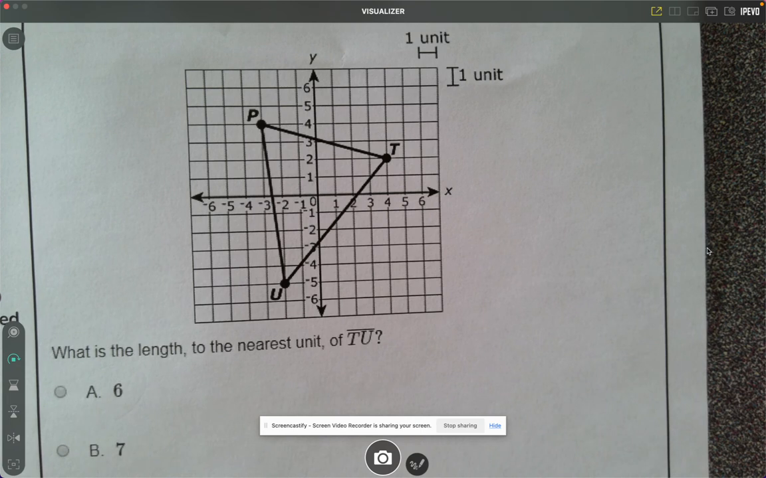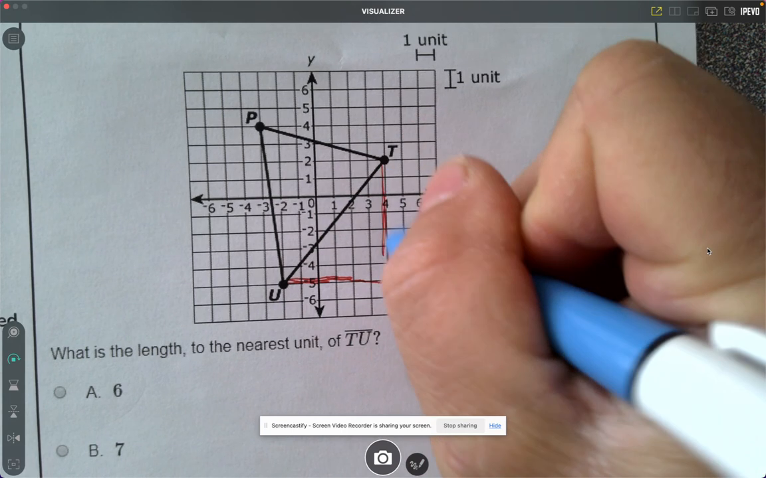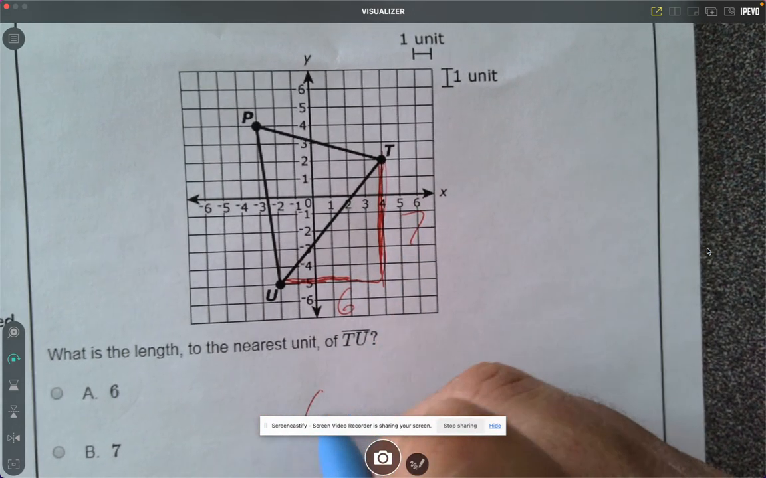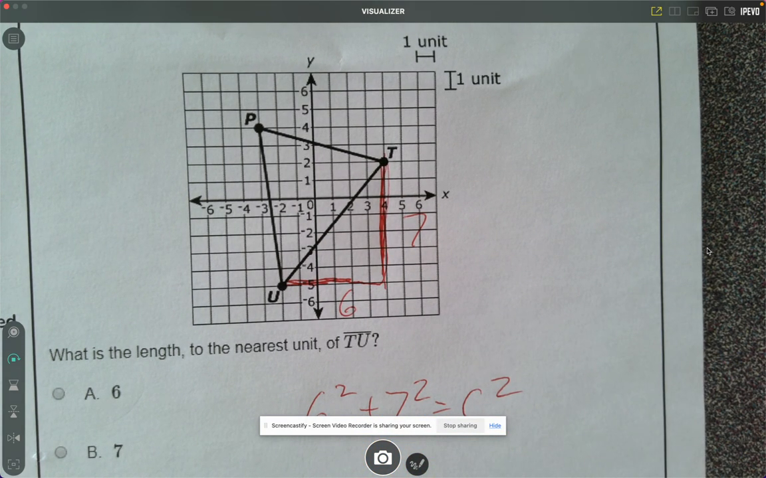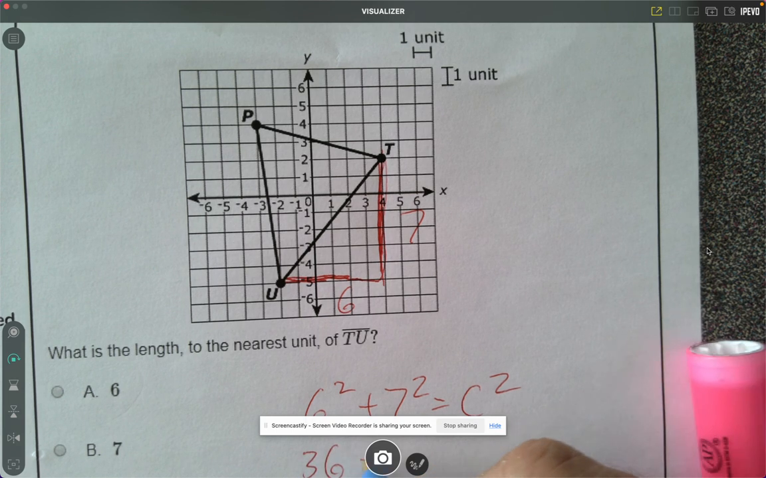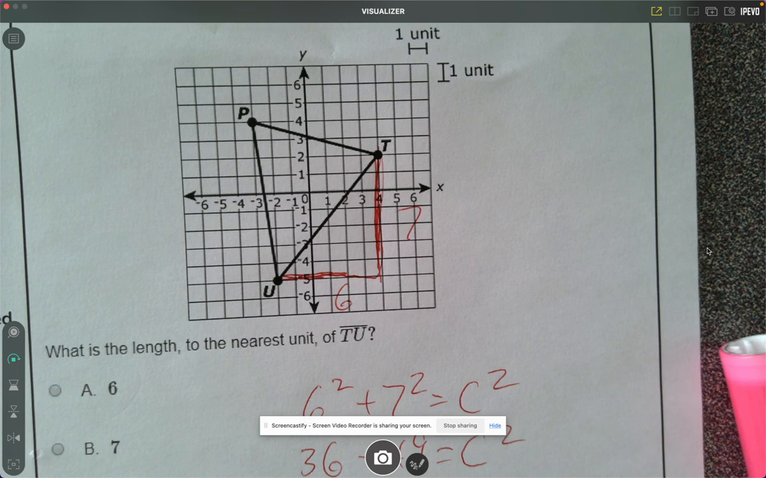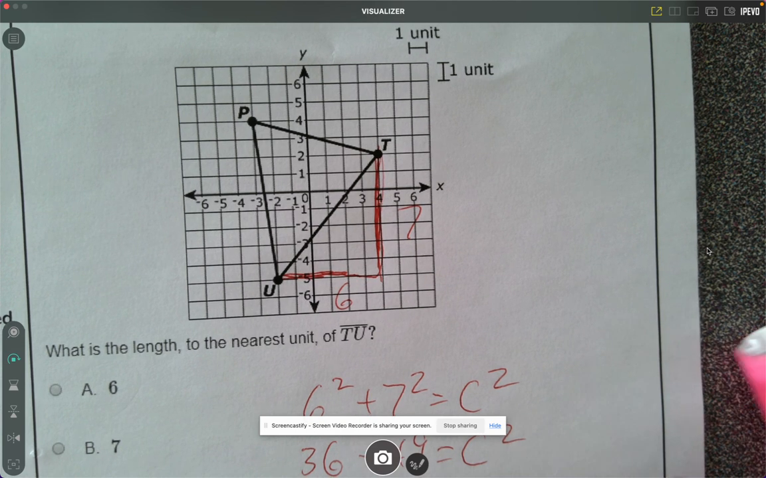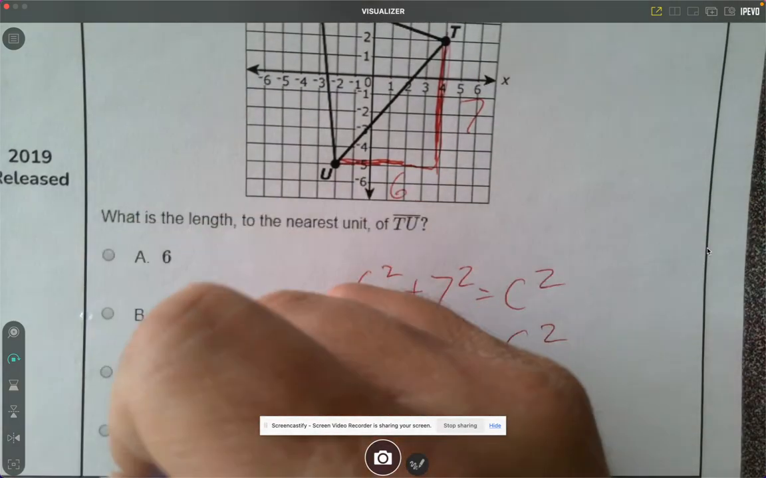So the correct way to do this is here and here, make a right triangle. I already counted this out ahead of time. It's a 6 by 7. So 6 squared plus 7 squared equals c squared. So you get 36 plus 49 equals c squared. 36 plus 49 is 85. I know that's really darn close to 9. Sorry if you can see that. So the answer here is 9.